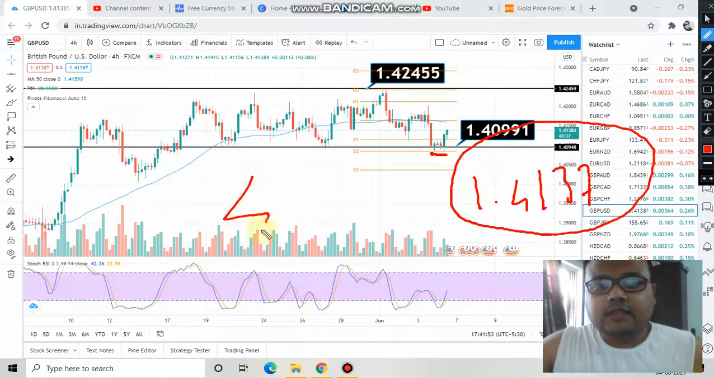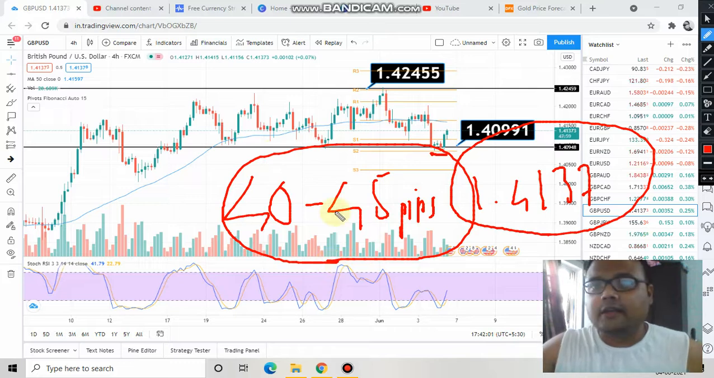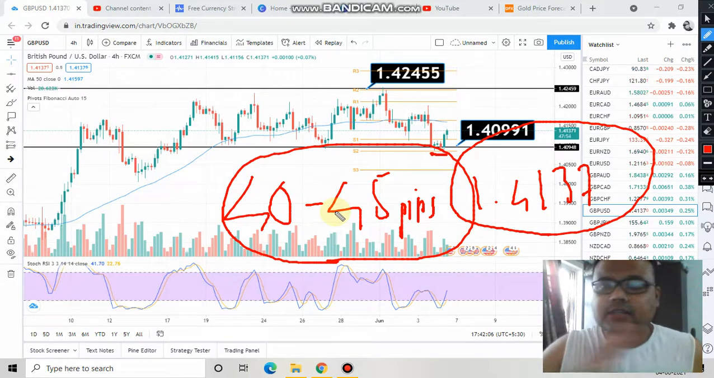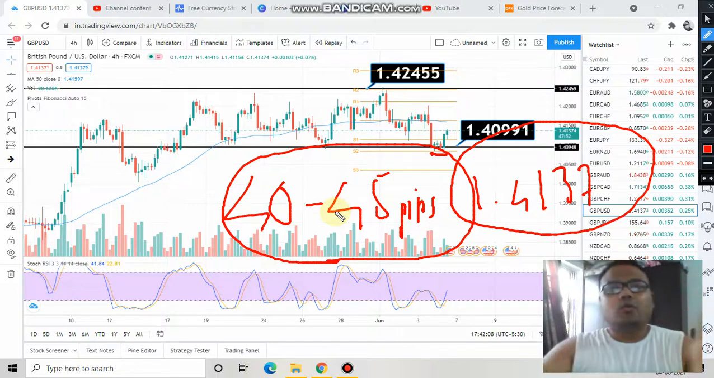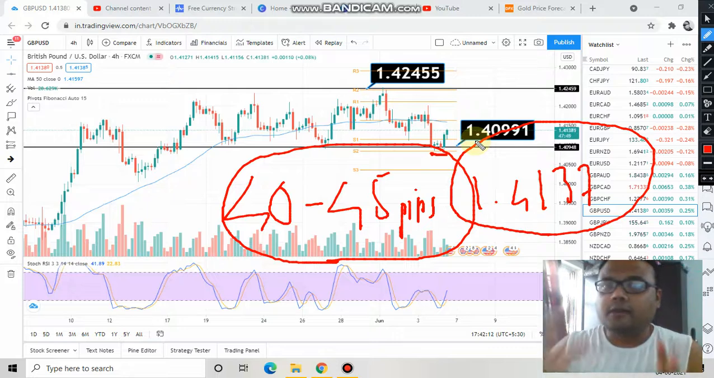So if you can afford to take a risk of 40 to 45 pips, then you can go for a buy order right now. But if you do not want to take a risk of 40 to 45 pips, then you can just avoid the market. You can wait for the market to come down to the support zone again, so that you can go for a buy order.